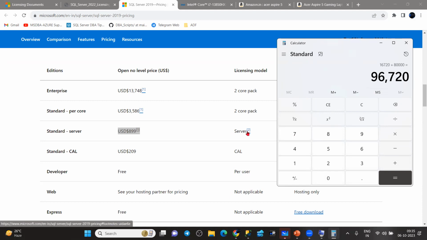But if you have one more client, 209 plus 209. If you have one more client, 209 plus 209 plus 209. So how many clients are you adding? If you have n number of clients accessing, then better don't go for this, sir. Better go for core based license, because there is no limitation. Unlimited users, unlimited clients can connect when you go for core based license. But when you go for CAL, there is a limitation.